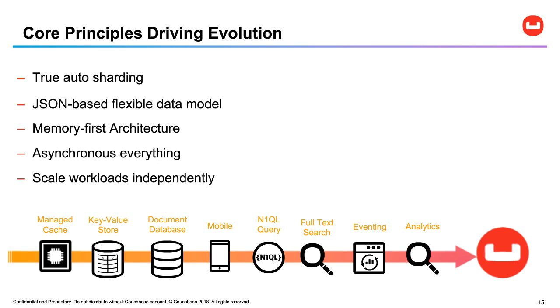Couchbase started many years ago as a managed caching layer and progressed through the layers, adding persistence for a key value store, adding JSON support for a document database, adding mobile synchronization, N1QL query language, full text search. Eventing is a new service that is all about providing triggers and notifications out of the database, and then most recently our real-time operational analytics that allows you to run analytic workloads with much heavier query processing on top of the same data as you're running your operational workload without sacrificing the performance or the availability.